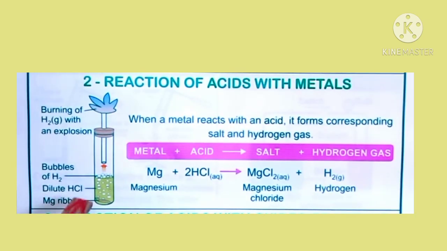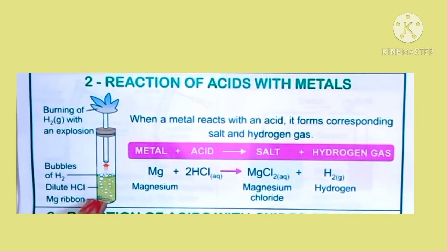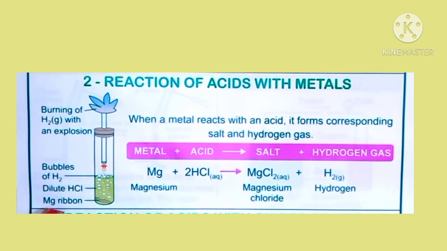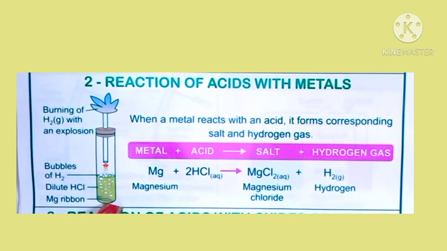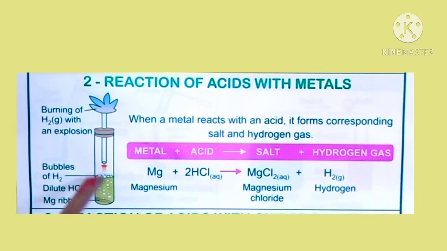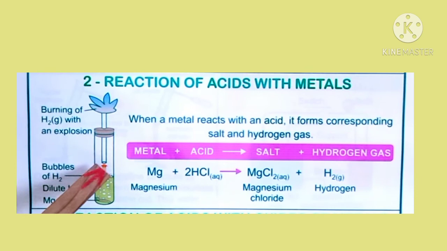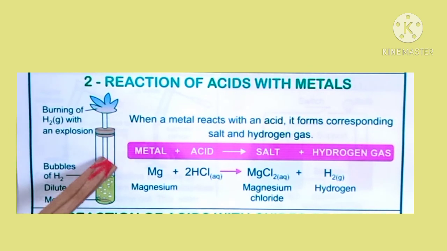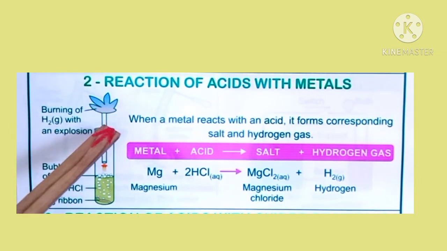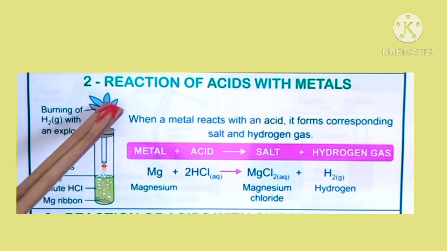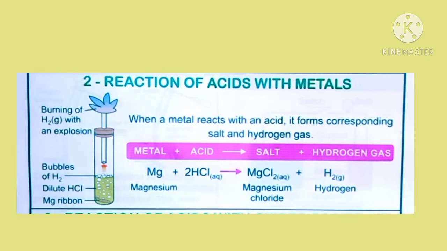As you can see in this diagram, a magnesium strip is taken in a big test tube with a rubber stopper in which a gas tube can be fitted. Then after adding dilute HCl, bubbles of hydrogen gas are going to release. If we take a lighted candle near the end of the glass tube, then the brightness of the flame increases with explosion due to the burning of hydrogen gas.